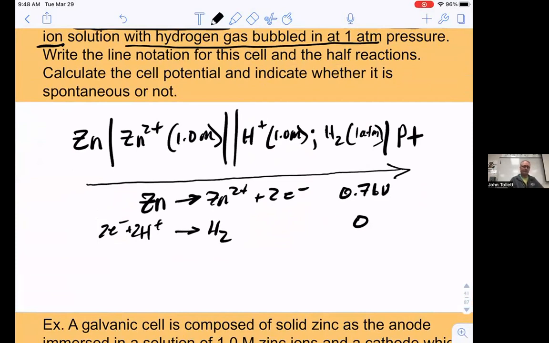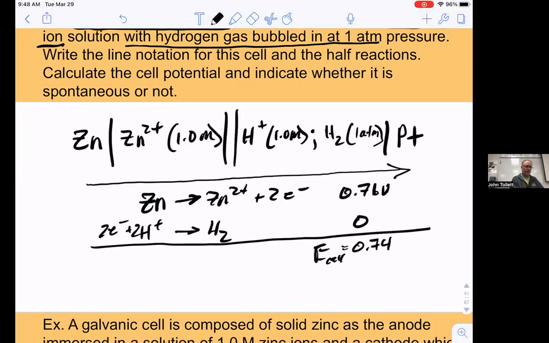Sloppy. And so I'll add these together. My total cell potential, so this cell potential would actually be 0.74 volts. Oh, 76. Sorry about that. 0.76 volts. And then I can add these up here. I just have 2 electrons for both. So 2 moles of the hydrogen plus the zinc is going to produce Zn2+ and hydrogen gas.